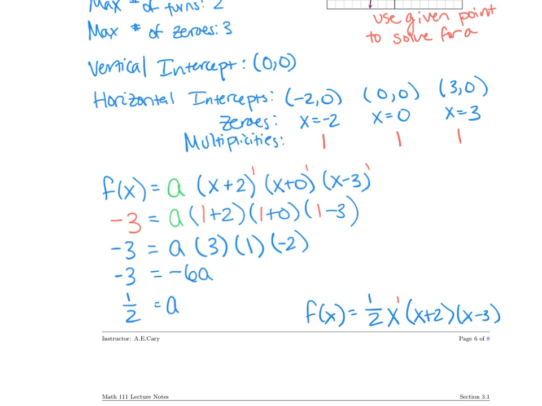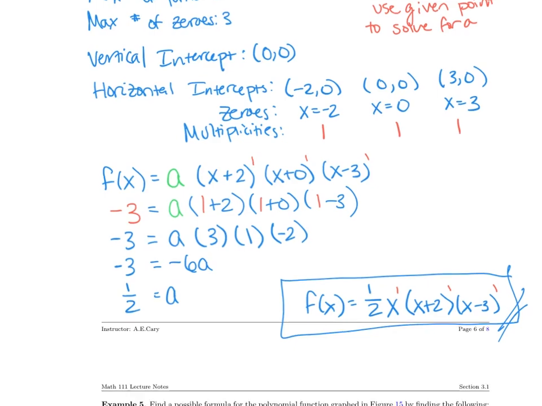And then if you'd like to include the multiplicities, you can. If it's any number other than 1, you have to include them. But for 1, you don't necessarily have to. But that's all you have to do. That's us finding our equation. Now let's do that twice more.